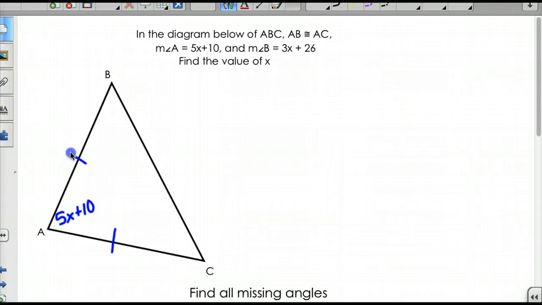And we know B is 3x plus 26. What is the value of x? Now, what do we do here? Now, you might be thinking, maybe I said B equal to A, but I don't know that those two are congruent. We actually have to find which sides are congruent. And so let's draw our arrows.